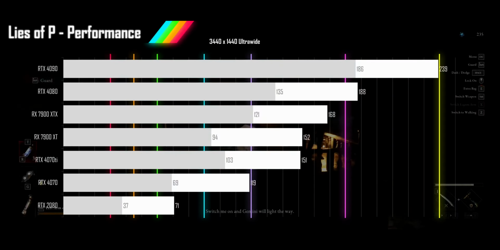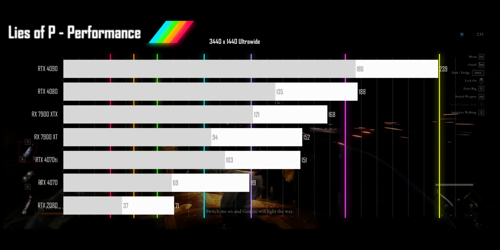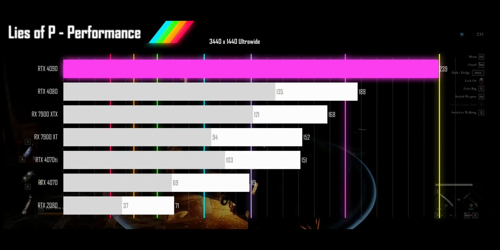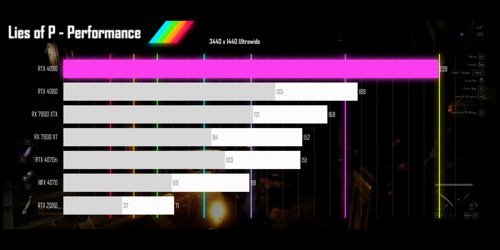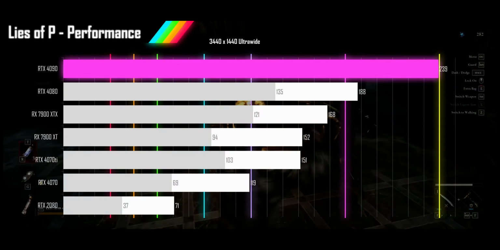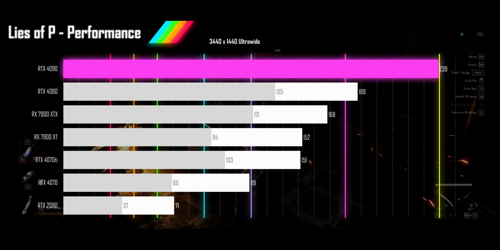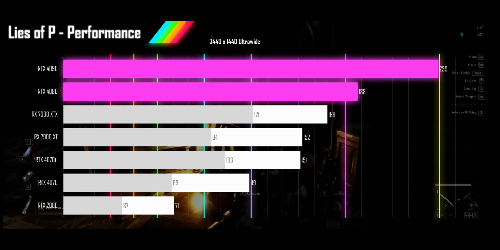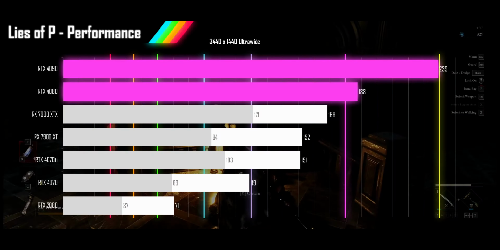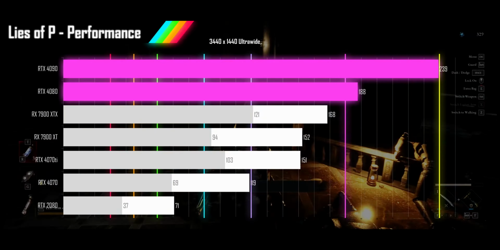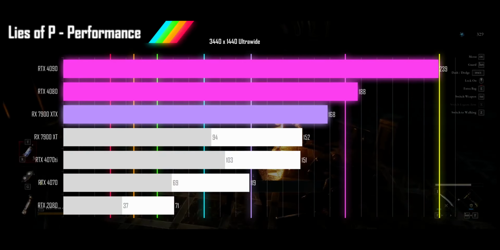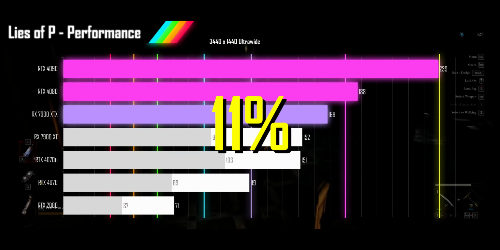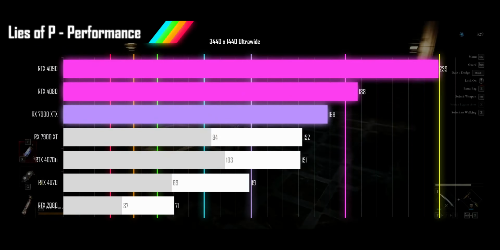Starting off with 3440 by 1440p, we see that this game really flies, and the RTX 4090 is crushing it, getting 239 FPS, 1 FPS shy of the extreme refresh rate line, and 27% faster than the next fastest GPU, the RTX 4080, which comes in at 188 FPS, which bests its sparring partner, the RX 7900 XTX, by 11%, seeing the XTX come in at 168 FPS.